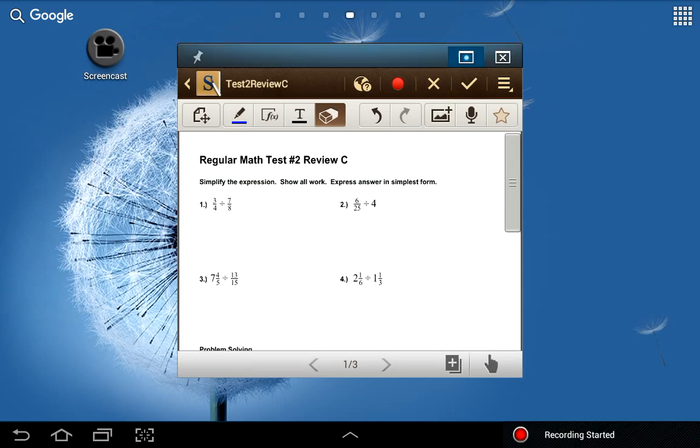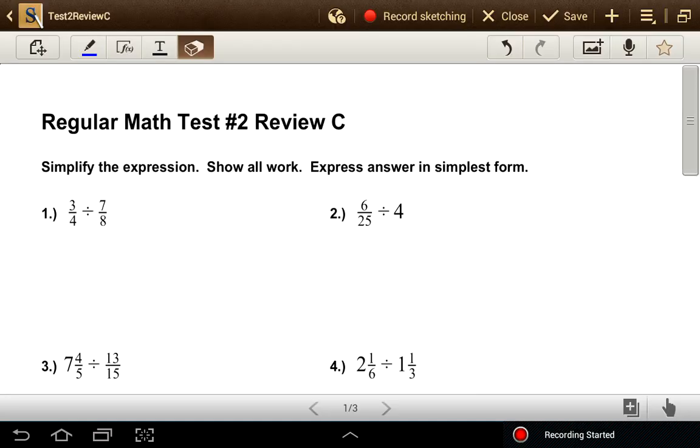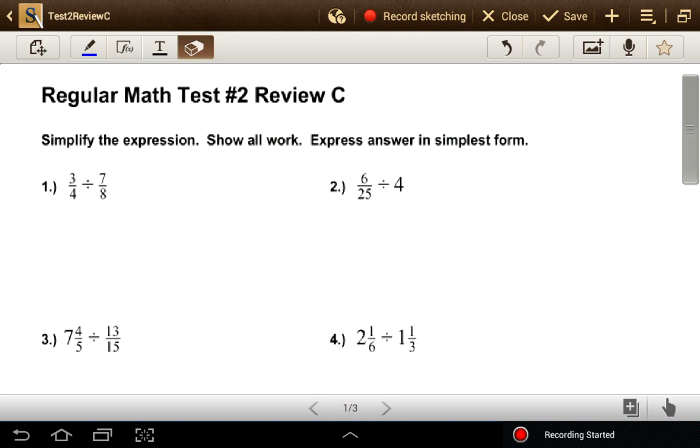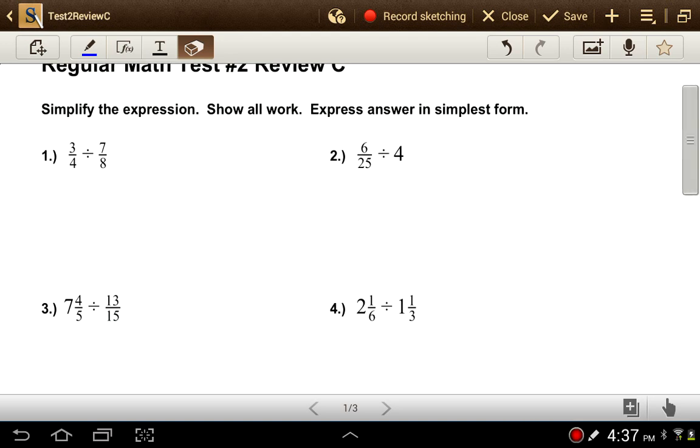Okay guys, let's go over our test review C here. Make sure that if you want to skip around, go ahead. This is just an idea to give you how to do these problems. First thing we're going to do is simplify these.